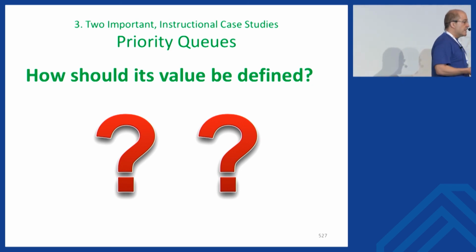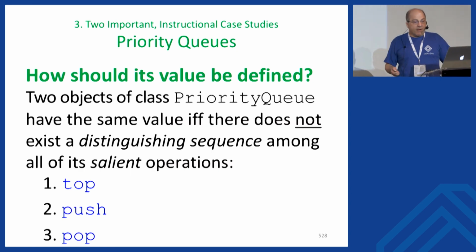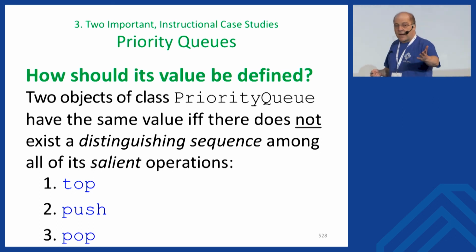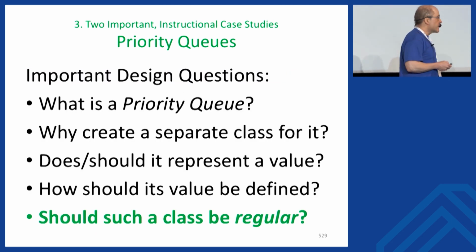If you pop all elements, they should come out in the same order, right? So 2 objects of priority have the same value if and only if there does not exist a distinguishing sequence among all the salient operations. You named only pop. What if I push and then pop? Okay, so it's a little worse than that.